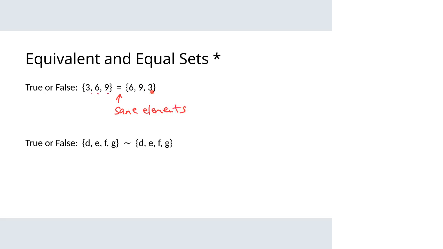Well, 369, 369. They have the same elements, so those two sets are equal. This one is true. And then the one down at the bottom. Okay, so true or false, DEFG is equivalent to DEFG. If you're looking at that and you're thinking, well, those two sets are equal, you're right, they are equal. But let's think about what equivalent means. Equivalent means the same number of elements.